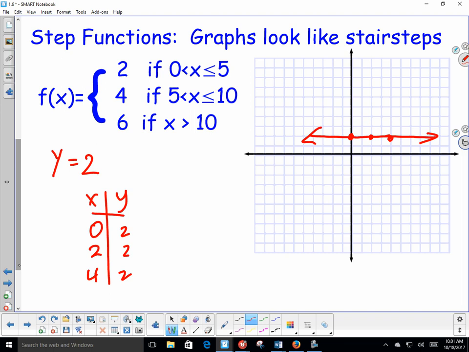All right. And so I get this horizontal line, but I don't want the whole line, do I? I only want this graph between 0 and 5. So I'm going to erase.